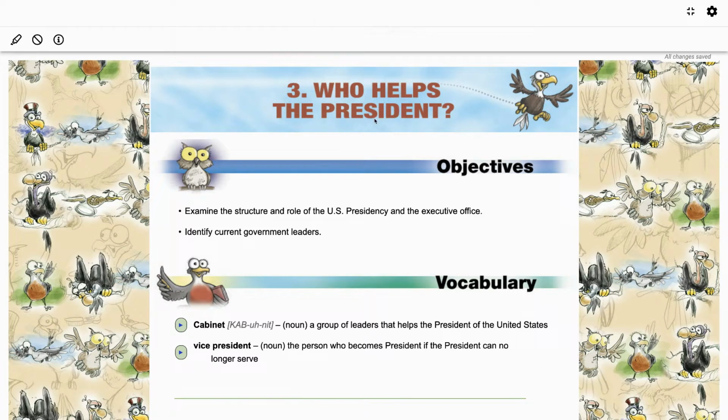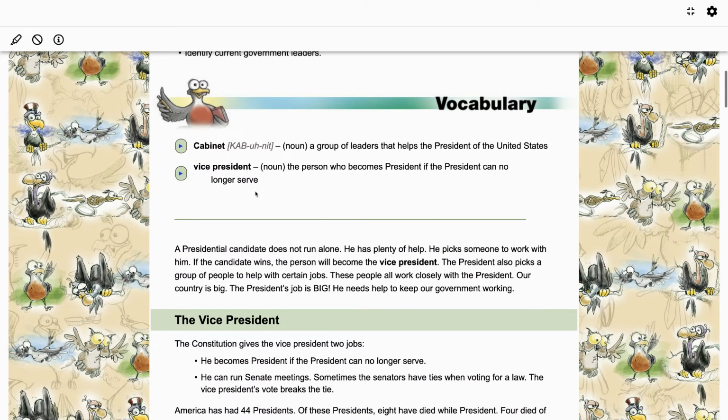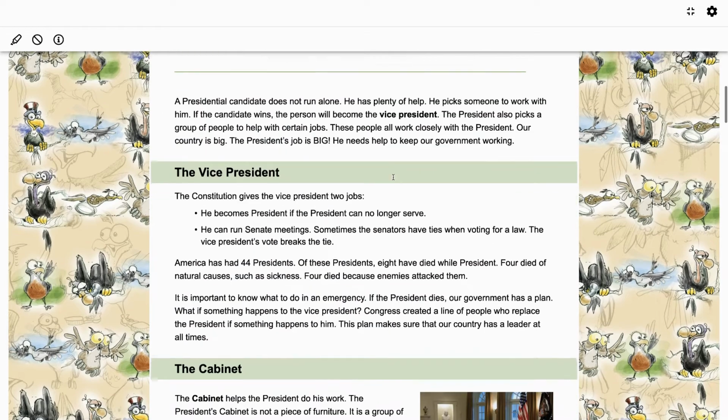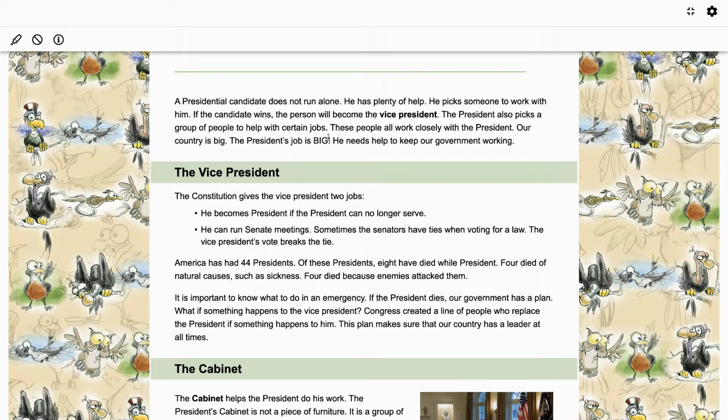So what we're going to learn in this lesson is we're going to take a look at the structure and role of the U.S. presidency and the executive office, and we're going to identify the current government leaders. Our vocabulary words to know for this lesson are cabinet. A cabinet is a group of leaders that help the president of the United States. And our vice president is the person who becomes president if the president can no longer serve.